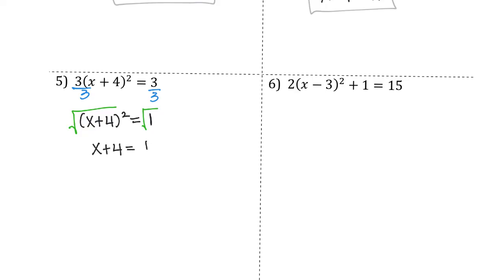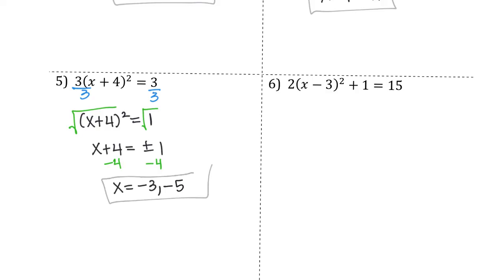Okay, the square root of 1 is 1. And I put positive negative because I could square a positive or a negative to get the same value. Let me subtract 4, or split it up if you prefer that method. Okay, but now I'm going to carefully consider positive 1 minus 4 is negative 3. And if I do negative 1 minus 4, that becomes negative 5.